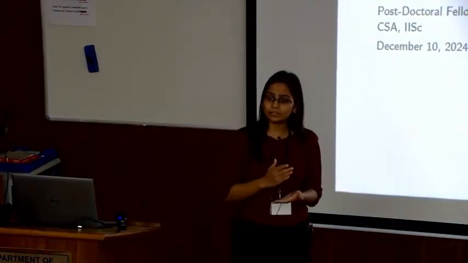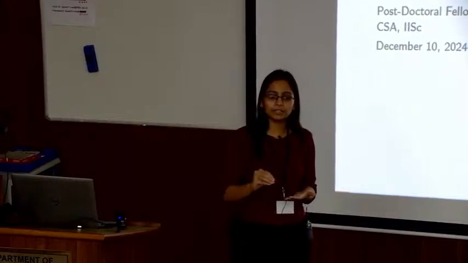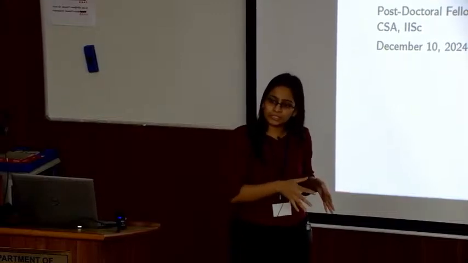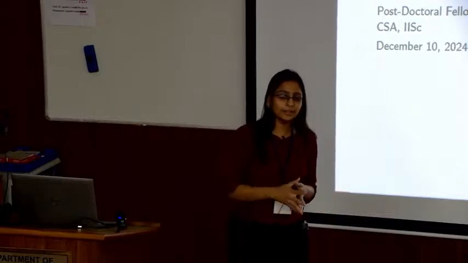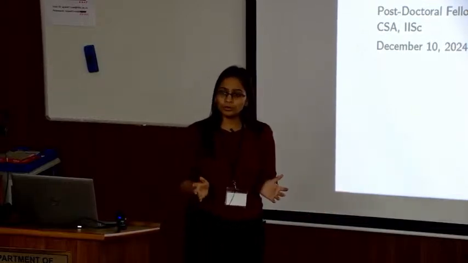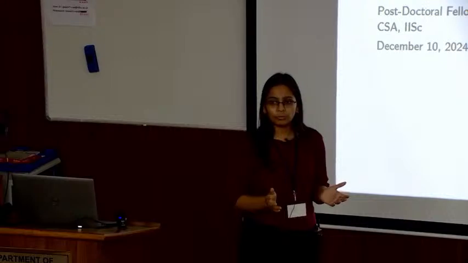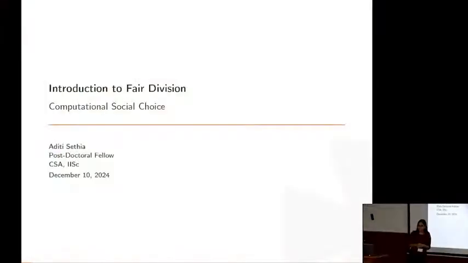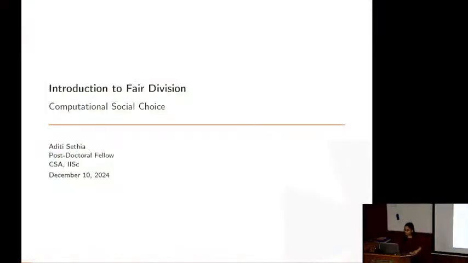You can cut it down into fractions and give it among the interested agents who have preferences over different parts of the cake, right? What I'm talking about comes under a big umbrella of what we call computational social choice. What is computational social choice? It is a theory of aggregating individual preferences into a collective decision.